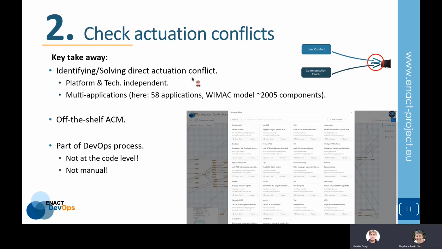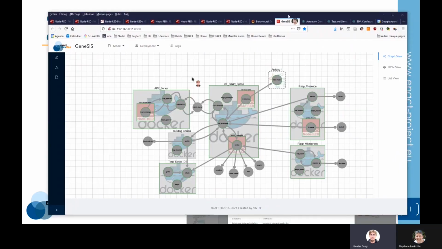Last but not least, this whole process is working at the model level and is automatic, so it does not require any modification of the applications from the developer. Everything is handled by the tool. So let's have a look at the actuation conflict management enabler.